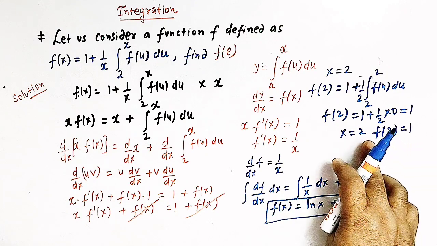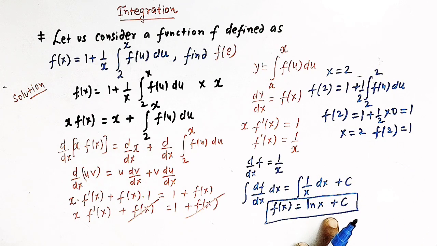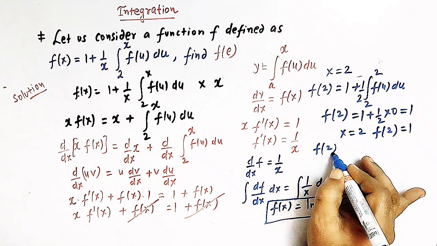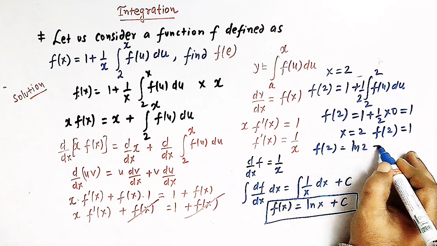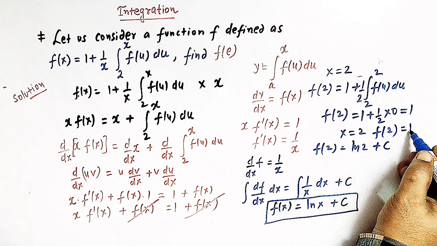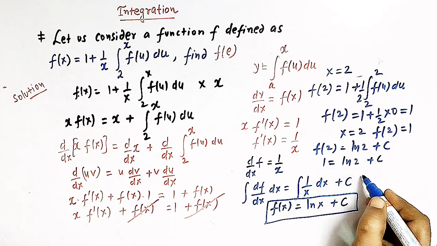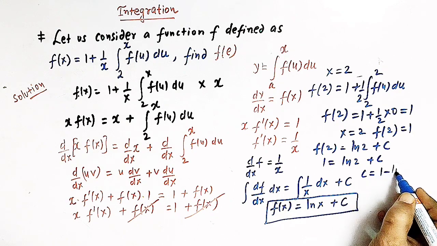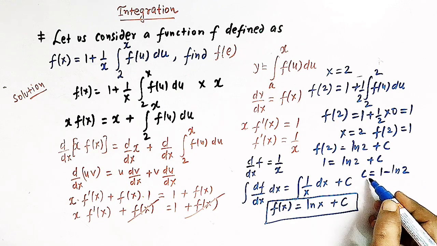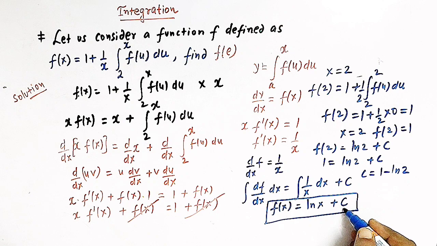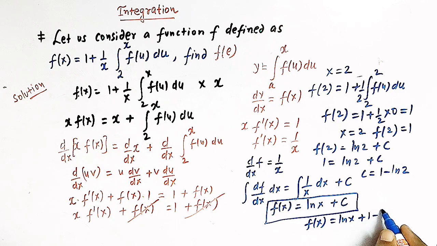So let us impose this condition on this equation. So here, taking x is equal to 2, we have f of 2 is equal to natural log of 2 plus c, and f of 2 is 1. So here we have 1 equals natural log of 2 plus c. So c is equal to 1 minus natural log of 2. So taking this value of c in this equation, we can now write f of x is equal to natural log of x plus 1 minus natural log of 2.